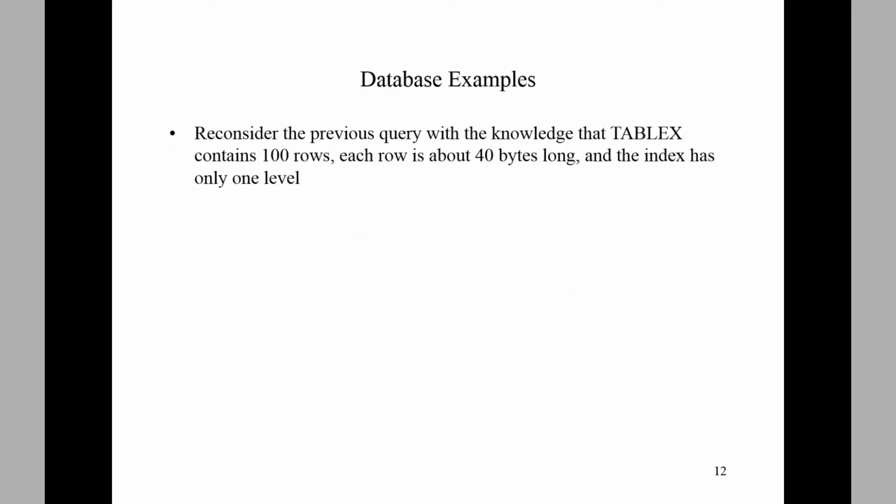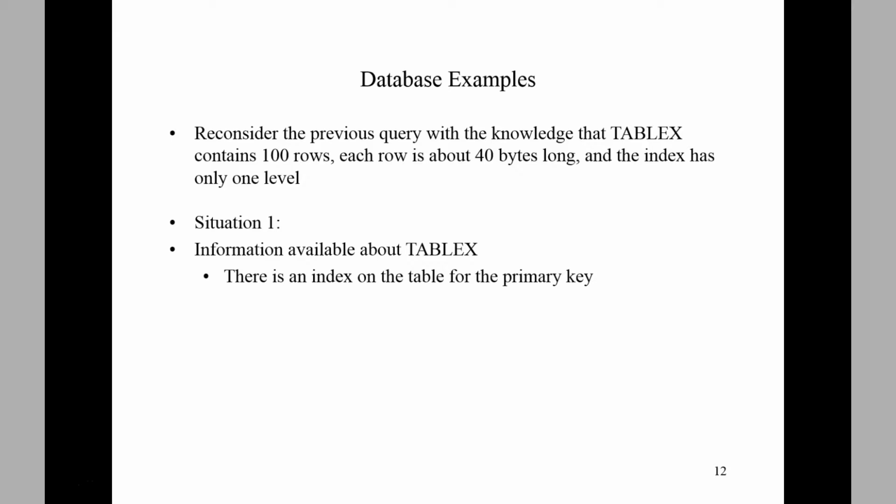Let's change the set of circumstances a bit. And suppose now we know a little bit more about table X than we did just a moment ago. Previously, we were talking about the presence of indexes. Now suppose we're informed that there are 100 rows in the table, and each row is approximately 40 bytes in length. Furthermore, the index has only one level. Going back to the B-tree structure, instead of having multiple levels from the root to the branching nodes to more branching nodes down to the leaf blocks, we see it's a much shorter index.